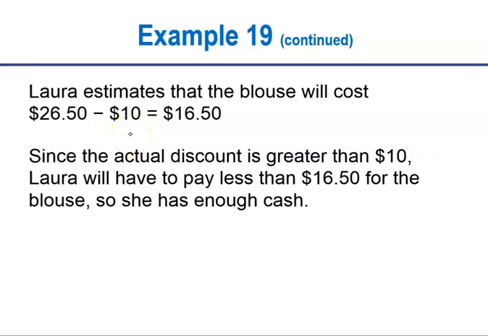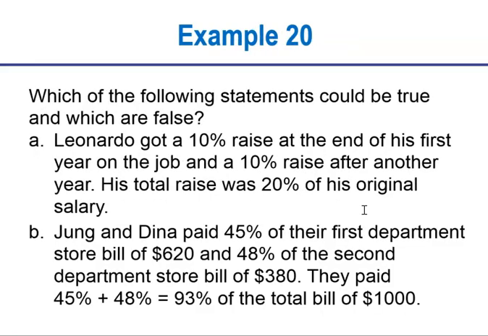Since the actual discount is bigger than that, Laura will have to pay less than $16.50 for the blouse, so she has enough cash. Again, this is without tax. So mental math tricks can be very helpful when working with percents. Now, let's talk about these, and then we'll shut the video down and then come back for part 2. There's a part 2 for this.